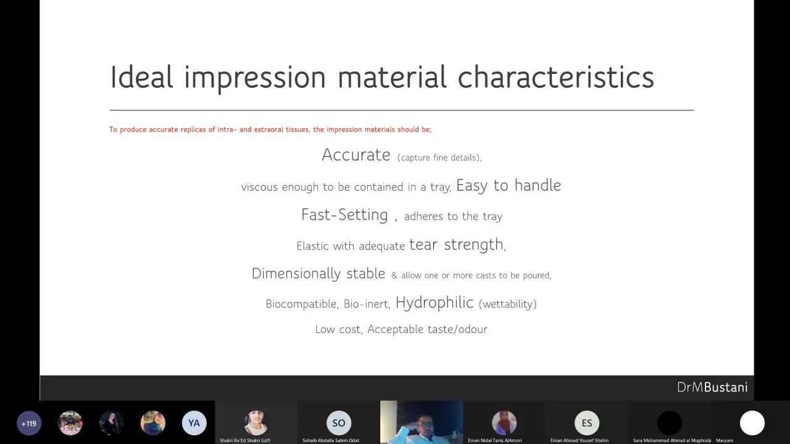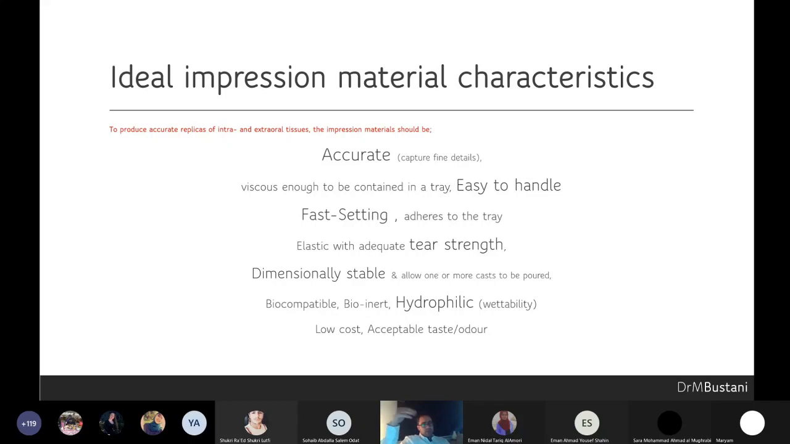Then it should be dimensionally stable, meaning when it sets, the material should hold the same dimensions. For example, when we talk about alginate later on, the alginate material is a hydrophilic material, so it loves water. It will imbibe water, so if you immerse it in water, it will take water into the material and swell a little bit.